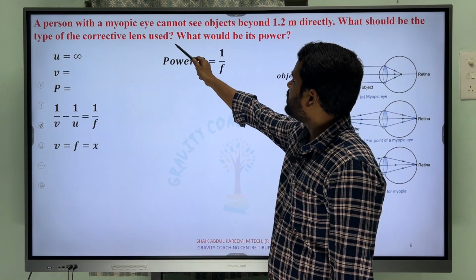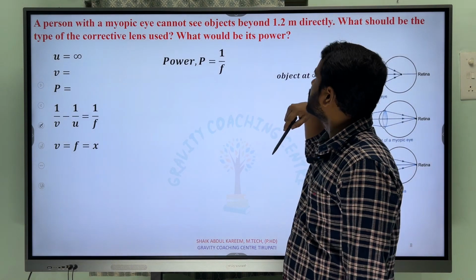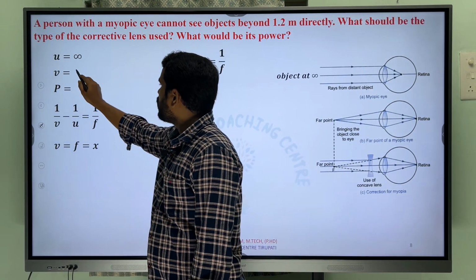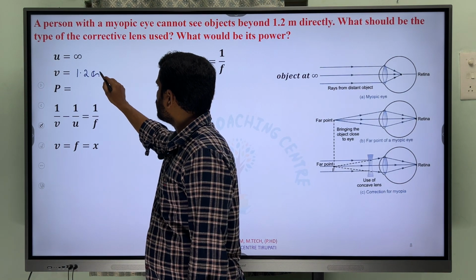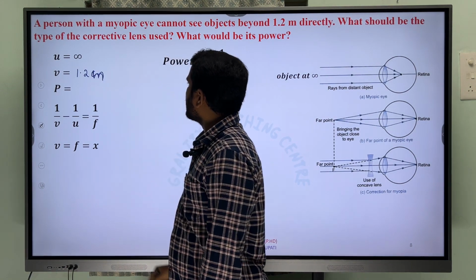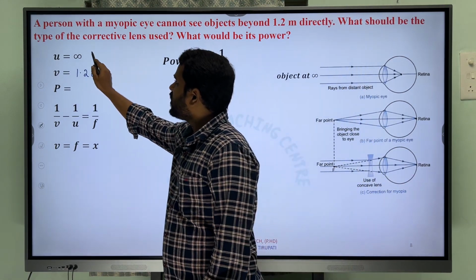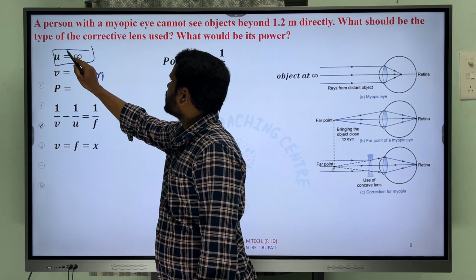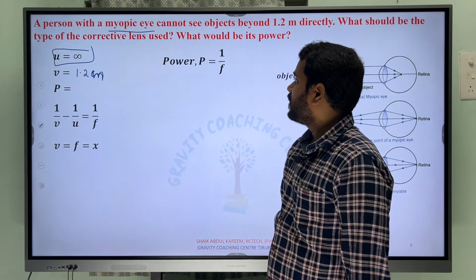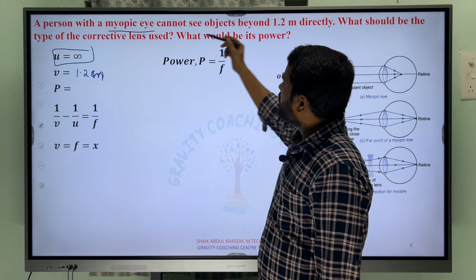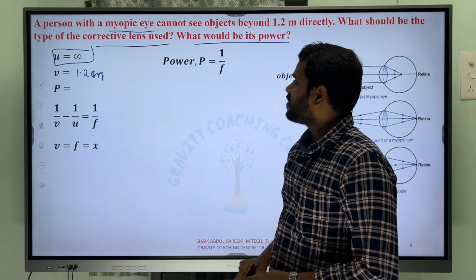See here, a person with a myopic eye cannot see objects beyond 1.2 meter directly. So what is the image distance? 1.2 meter. He cannot see beyond 1.2 meter. Usually we will take the object distance in a myopic eye as how much? At infinity. Okay. What should be the type of corrective lens used and what would be its power?